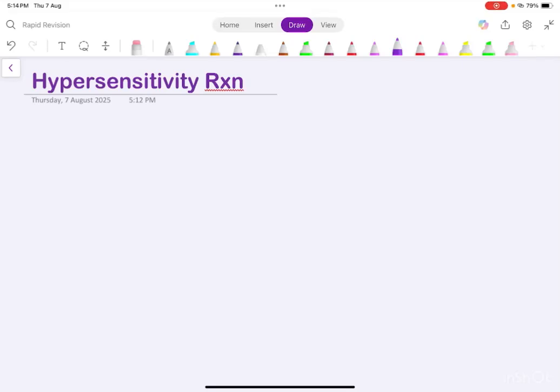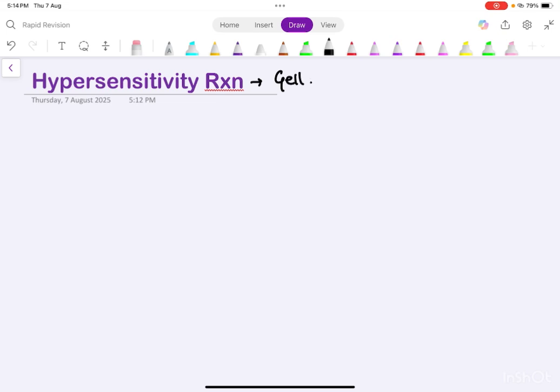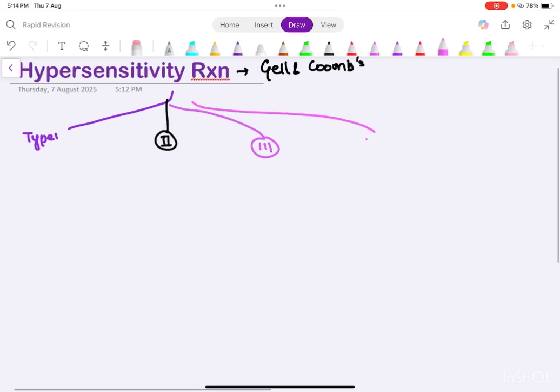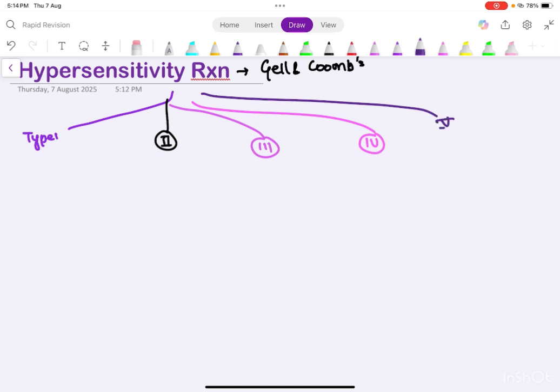In this video, we'll talk about hypersensitivity reactions. Now, in this specific video, we'll talk about all the classification: type 1, 2, 3, 4, and 5. First of all, you should know that the classification was given by Gell and Coombs. Now, specifically, you have 5 types. The major ones are 4. So, you have type 1, then type 2, then we'll talk about type 3 and type 4 and type 5.